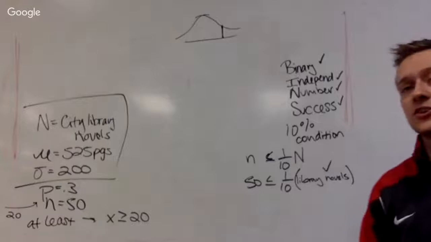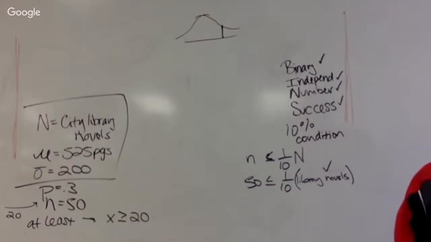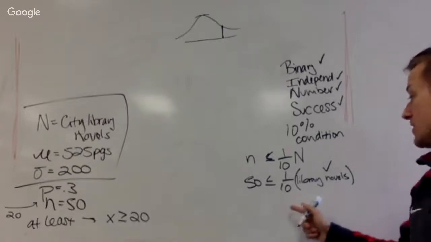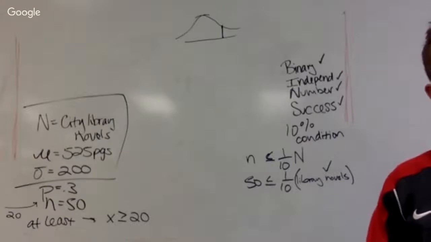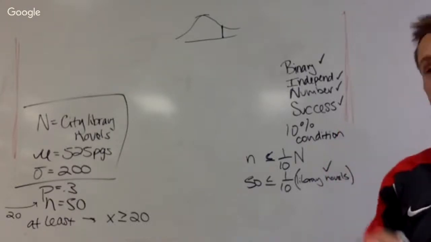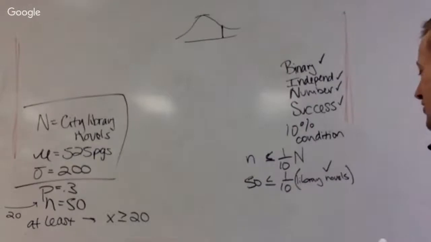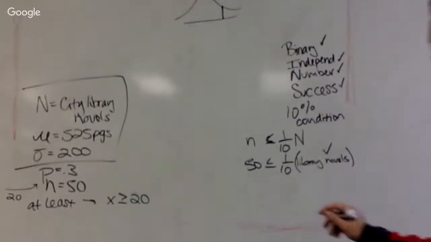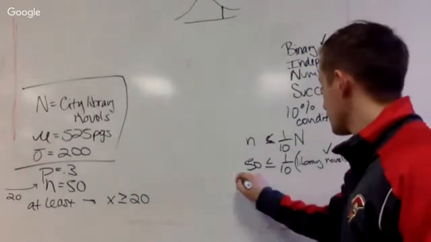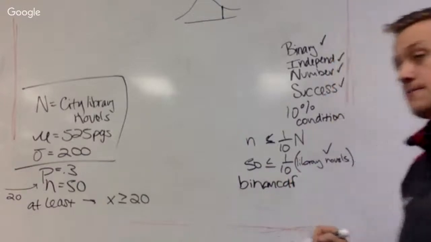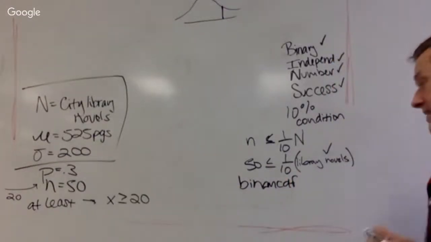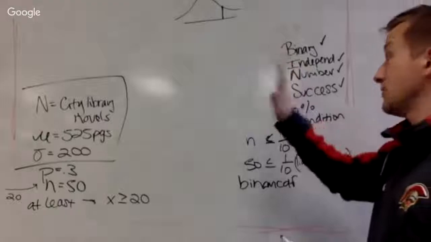So here's where it becomes a little weird. There's two possible answers for this, and both are accepted, as long as you defend your answer. For this one, we could use binom CDF, right? Because it's cumulative. So over here, we could use binom CDF, right? Okay.